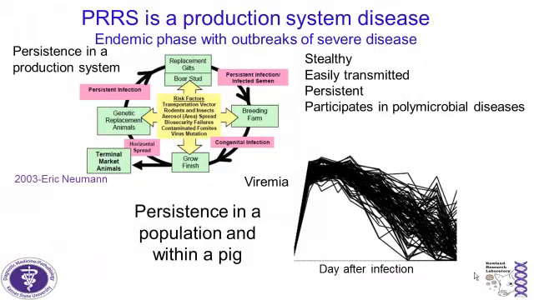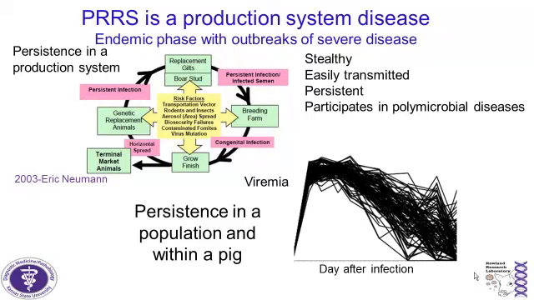And so I promised Eric Newman I would keep a commitment to him. He made this picture back in 2003, which really describes the persistence of PRRS within a production system, as well as other ways in which the virus can get in from the outside. And this has really been one of the principal issues related to this virus. I always call it the big bugaboo, and that really is persistence. Persistence within a pig and persistence within a population.